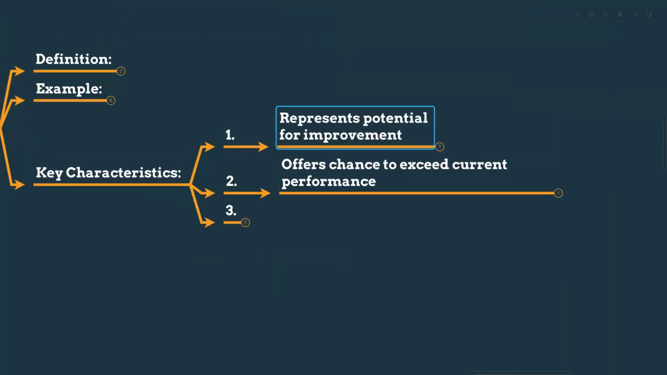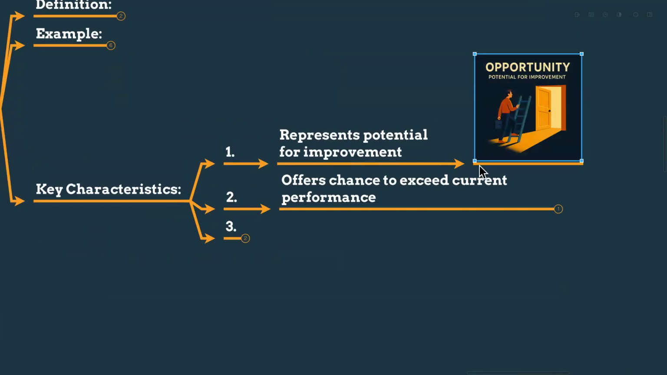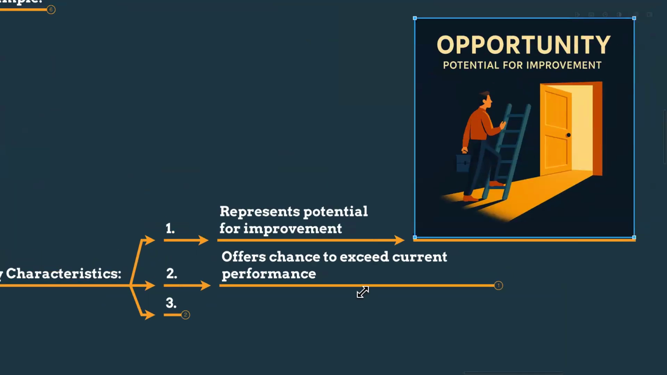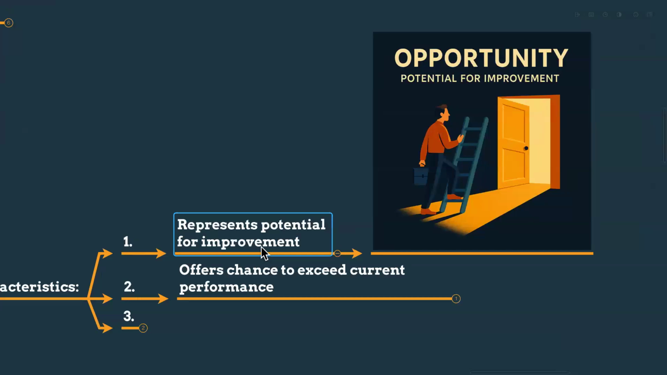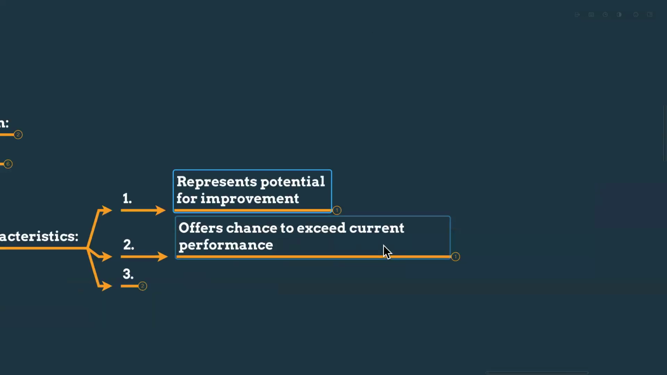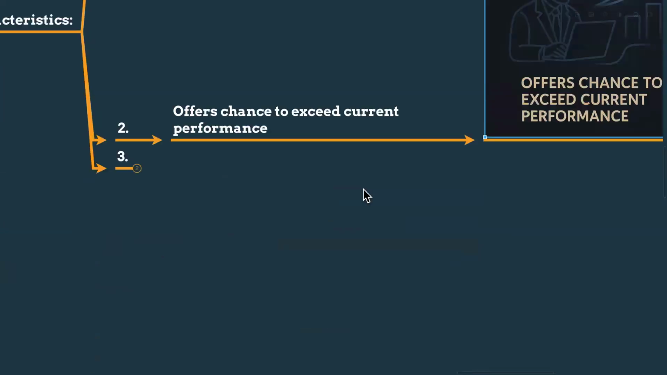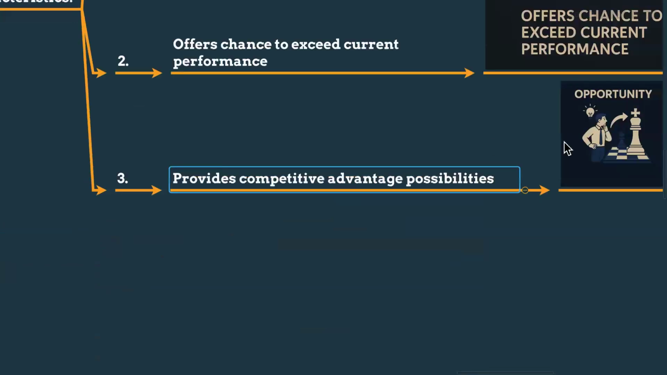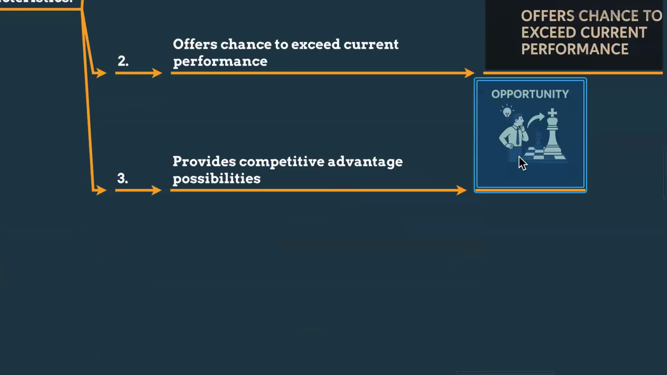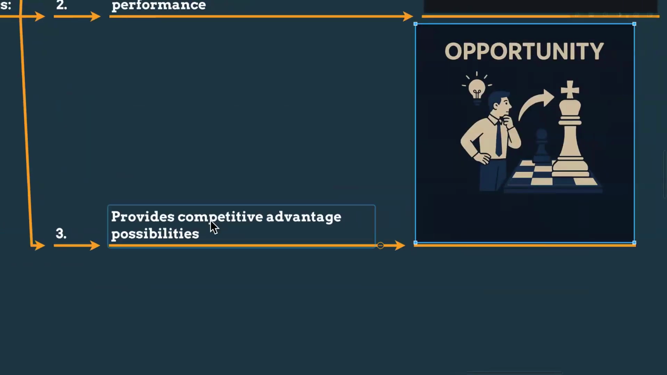So in effective productivity, where the situation turns into a profitable methodology, that is simply opportunity. And the key characteristics are that it represents potential for improvement, right? There is a chance to improve beyond current performance. That is opportunity. And it offers a chance to exceed the current performance, as I mentioned earlier, right? So that's an opportunity, as well as it provides a competitive advantage.